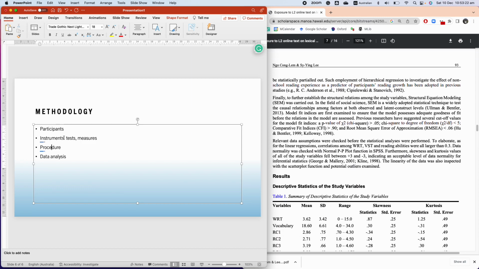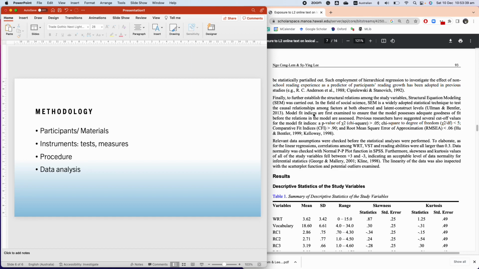Things like that. If you don't have participants, maybe you need to talk about the materials, like if your study is focused on analyzing materials. But this is only a guide. It may vary, depending on the nature of your study. Okay, let's move on.